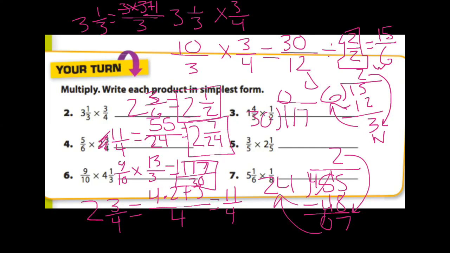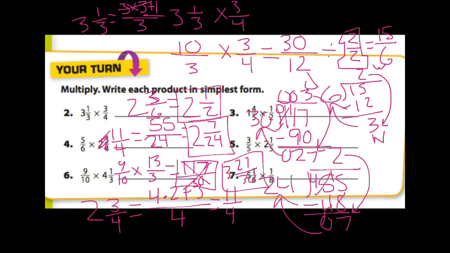30 doesn't go into the first one. It doesn't go into 11. It can go into 117 3 times. 3 times 30 is 90. 117 minus 90 is 7 minus 0 is 7, 11 minus 9 is 2, and then 0 minus 0 is 0. So my final answer would not be 117 over 30, it should be 3 and 27/30. So that is my whole number.